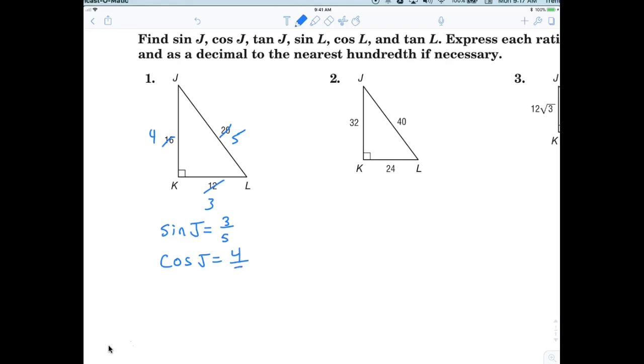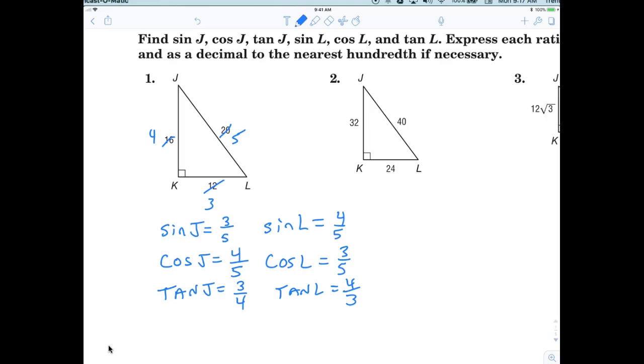4 over 5. And the tangent of J, 3 over 4. Now again, that's trig. A little bit more complicated because they don't always give you the angle or the side, which we'll figure out. Now from L's perspective, the sine of L would be 4 over 5. Exactly. And the cosine of L, 3 over 5, and the tangent of L, 4 over 3.